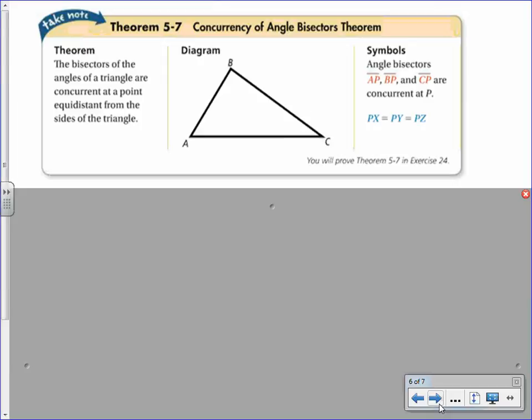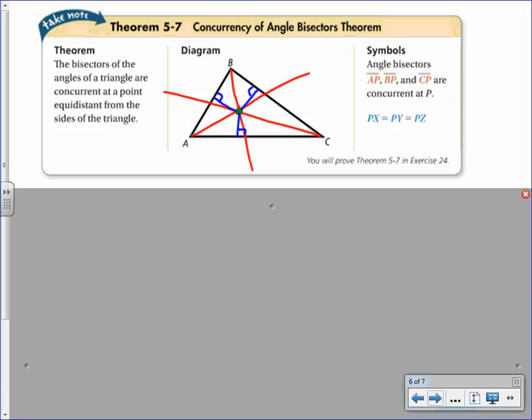It's Theorem 5.7, the concurrency of angle bisectors theorem. So very similar to the last one, but it says the bisectors of the angles of a triangle are concurrent at a point that is equidistant from the sides of the triangle. So if we bisect these angles, cut them exactly in half, we'll assume I'm doing this perfectly correct. They will intersect here, but that point would also be equidistant from the sides. So if we make up for this line here, this one here, and this one here, those blue lines would all be the same.